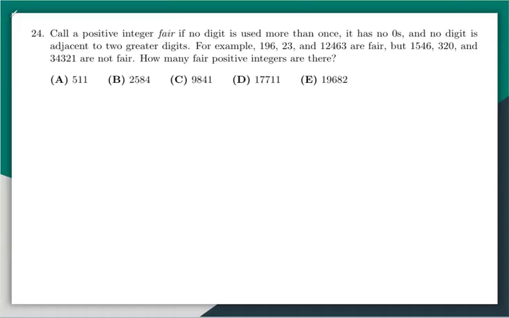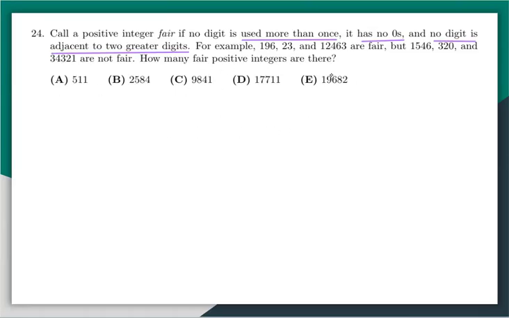Hello, everyone. So we have number 24 from 10A, and I think this was 23 on the 12A as well. We call a positive integer fair if no digit is used more than once. Okay, so that is important. We cannot use anything more than once, it has no zeros, and no digit is adjacent to two greater digits. Examples are given for the fair and unfair numbers. How many fair positive integers are there?